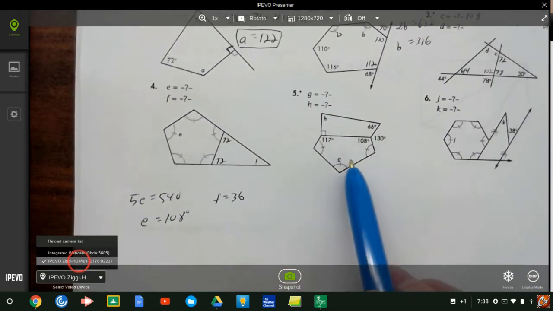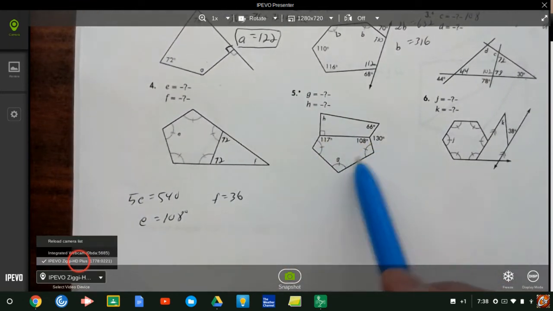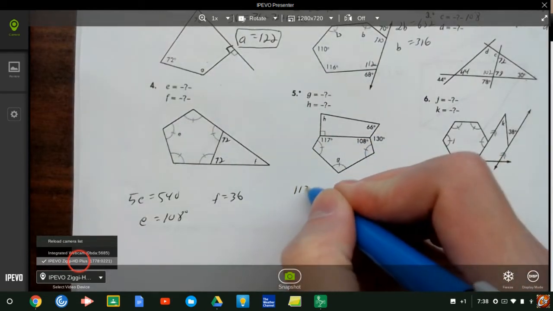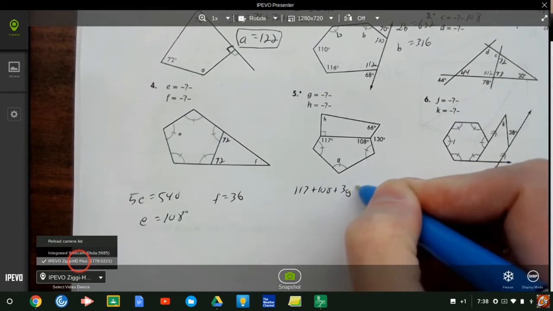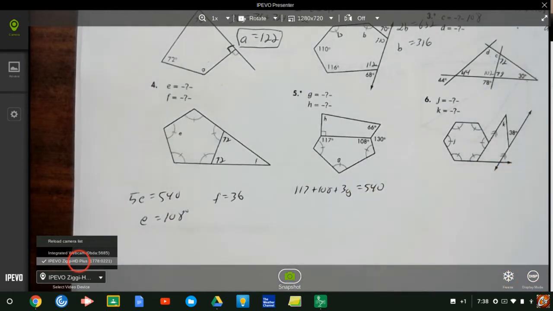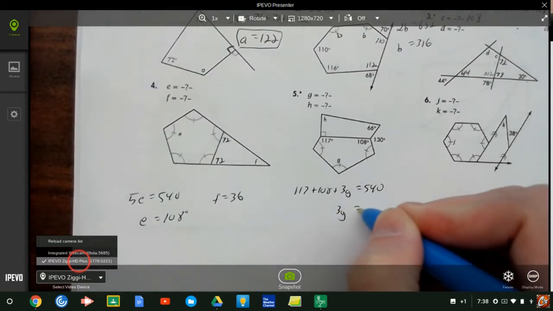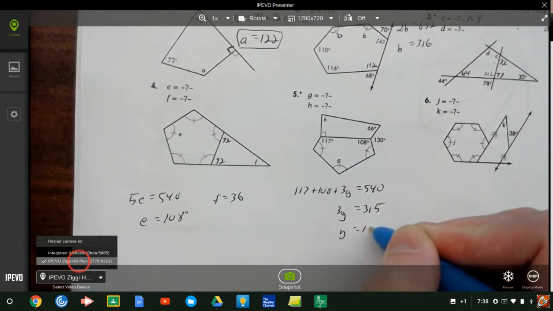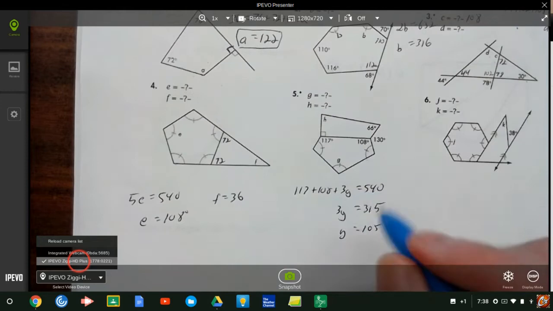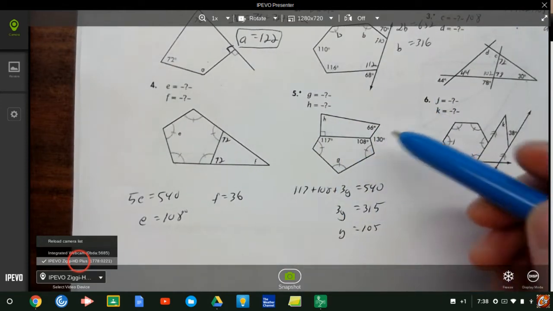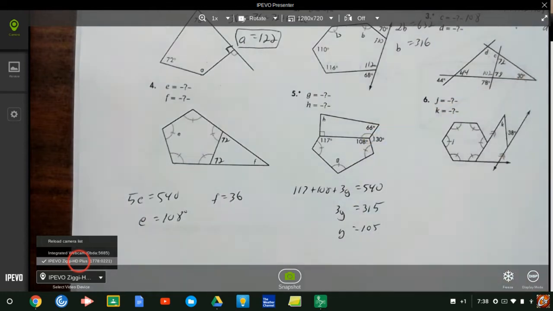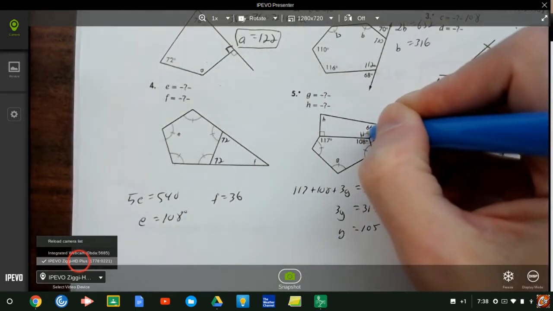Okay, looking at the next one that you did, I've got a pentagon here. So again, it takes 117 plus 108 plus 3 G's to give me 540. Doing my calculations here, I get that 3G equals 315, so G is 105. Okay, to get H, well, notice right there, those three angles come together to form a circle. So 108 plus 130, and if I take that out of 360, which is a circle, I get that that's 122.